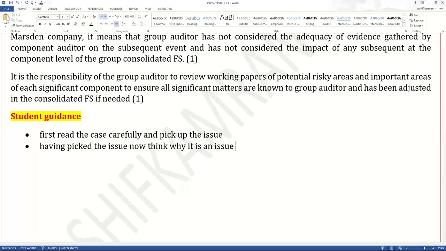You picked the issue, right? So if you picked the issue in the exam paper, then you have to justify why you picked the issue. So having picked the issue, now think why it is an issue.